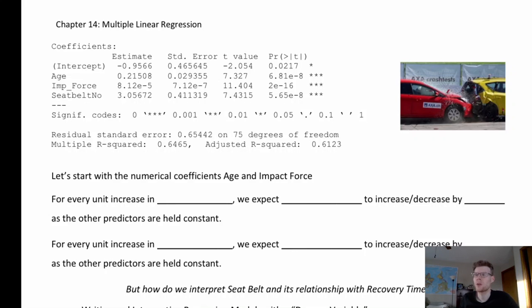Okay, so let's go ahead and interpret these coefficients, again, consistent with multiple regression, where we are talking about the average relationship between this and the change in the response variable when the other predictors are staying the same. So when comparing two people where seatbelt status and impact force are the same, what do we see as the effect on recovery time when age is changing? So for every 1 unit increase in age, we expect recovery time to increase by 0.21508, as the other predictors are held constant.